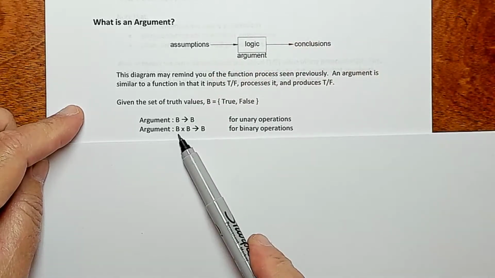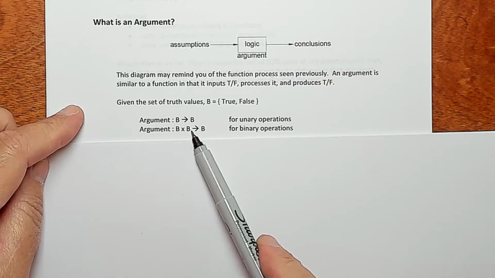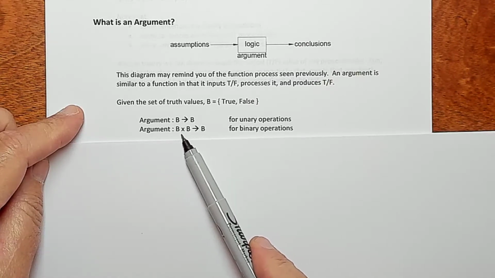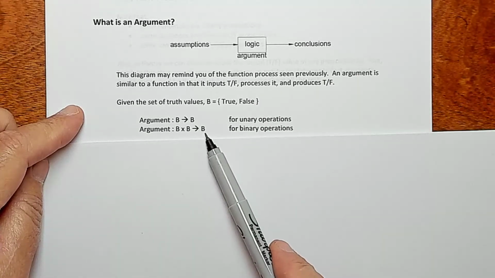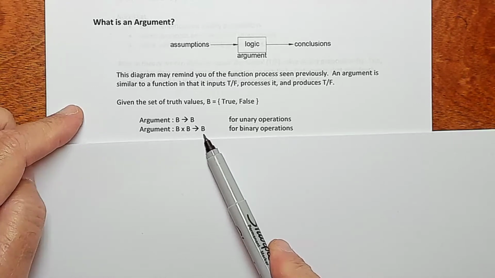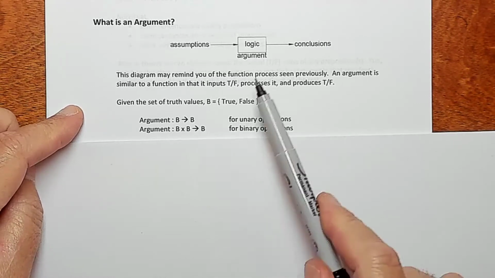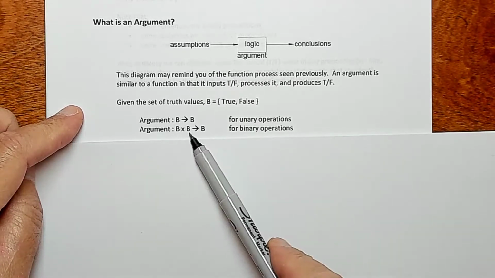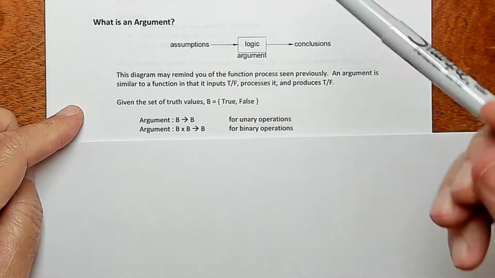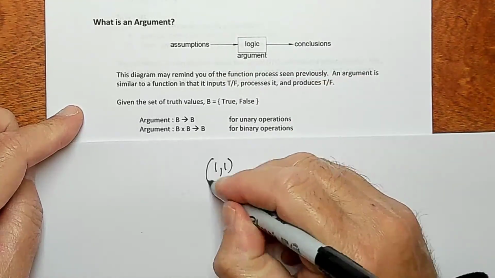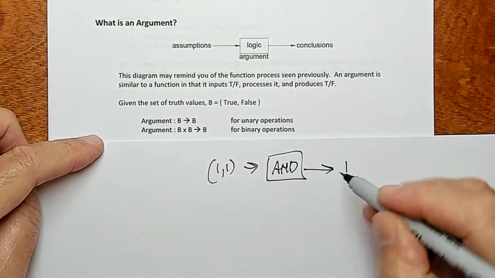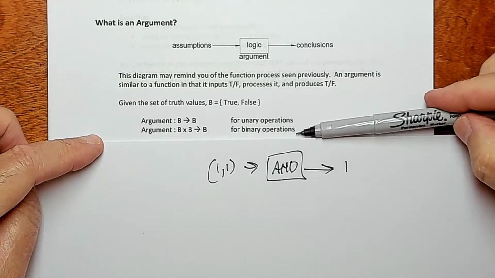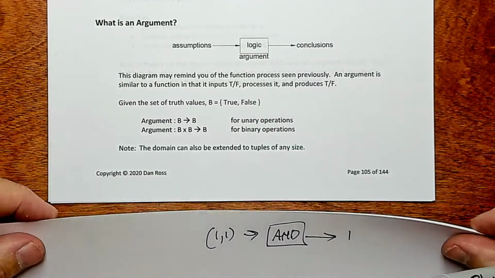But if you have two operands in, then you're feeding in an ordered pair, that is, you're feeding in an element of B cross B into this argument, and you're getting out one Boolean. For example, you could feed the ordered pair 1 comma 1 into this guy. And if this were just doing AND, we all know that AND produces 1 if you give it two ones. So that would be the second kind of thing, for a binary operation.